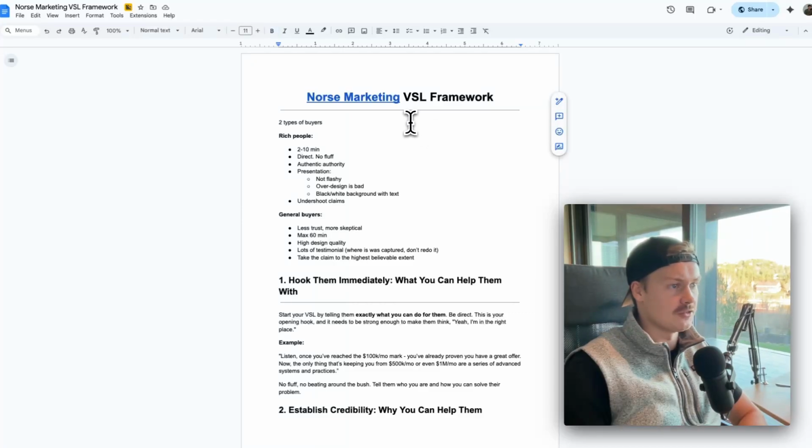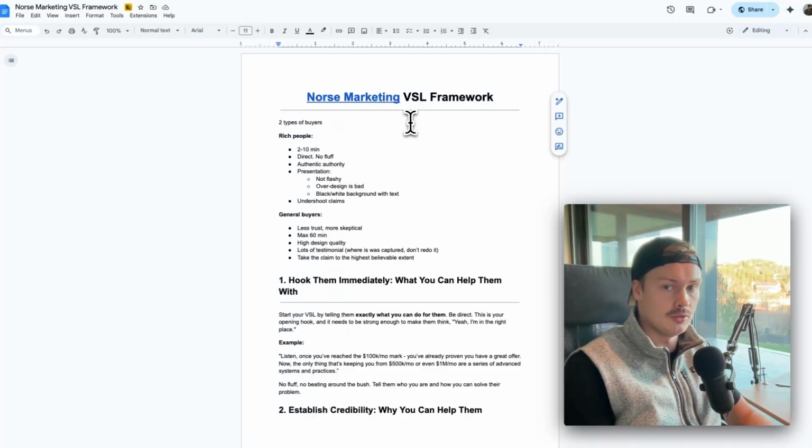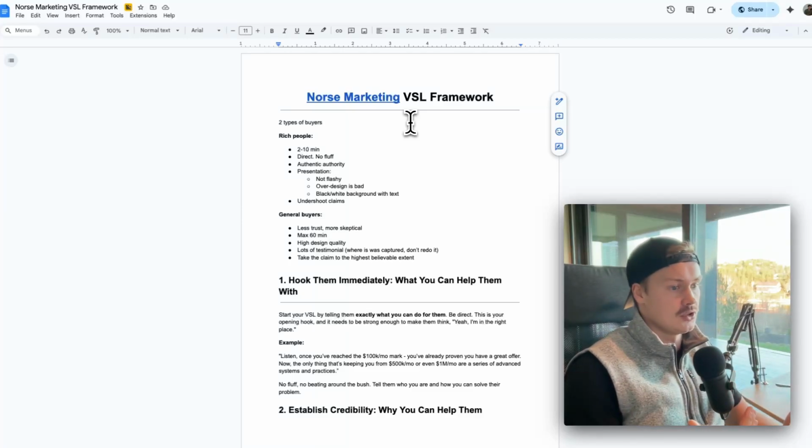So first of all, before you start scripting your VSL, you need to dial in who your target market is, who's your avatar, who you're talking to, because based on who you're talking to, the VSL is going to change, right? So I usually divide this up into 2 sections. So you have general buyers, which is basically the general public, and then you have rich people.